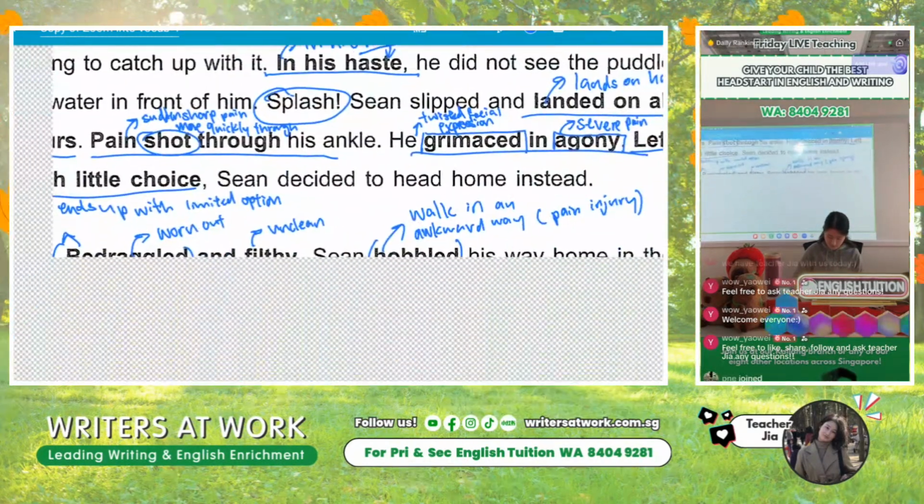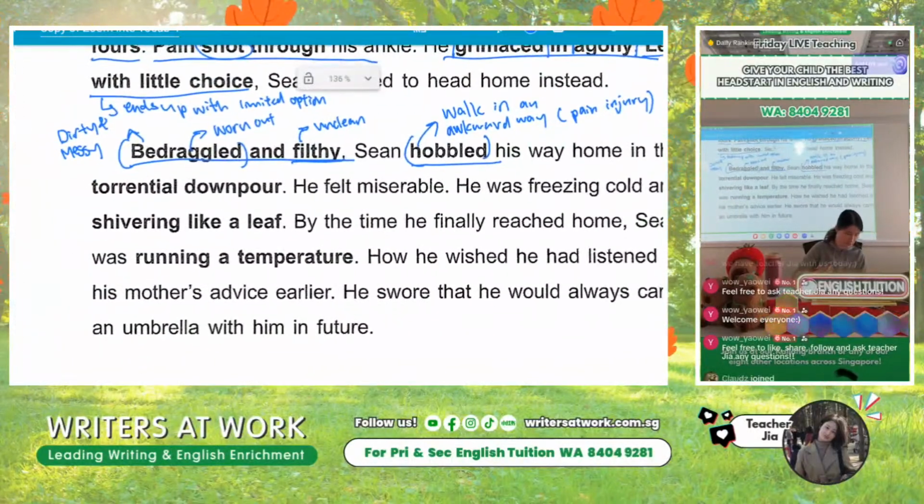His way home in the torrential downpour. So this means very intense rain.